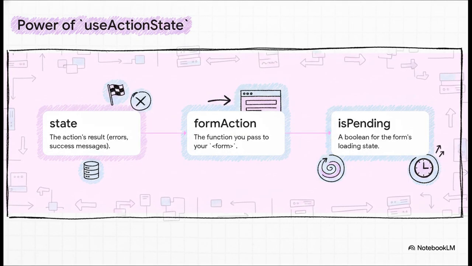So what do you actually get when you call this hook? You get three incredibly useful things. First up, you get state. This holds the result of your action, like any validation errors or maybe a success message. Second, you get formAction, which is a special wrapped version of your function that you pass directly to the form's action prop. And third, you get a simple boolean, isPending, that tells you if the form is currently submitting or not. So useful.